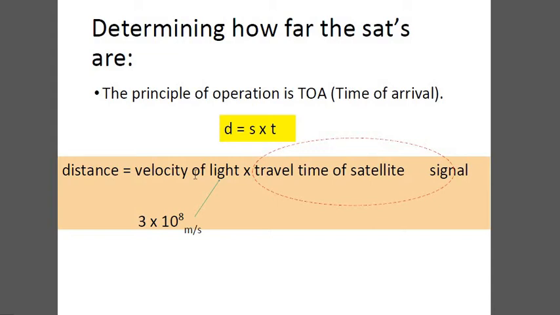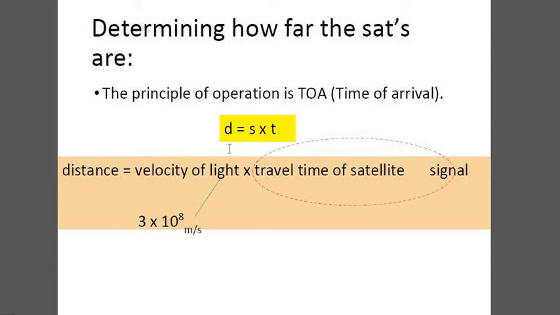So the distance D is equal to the velocity of light, that is 3 × 10⁸ meters per second, into the travel time of that satellite, or we can also say the transit time of the satellite. Transit time is nothing but the difference of the time between when you are transmitting the signal or data from the ground station to the satellite, or from the transmitter to the satellite, and from the satellite to the receiver or the user station. That difference is called your transit time.